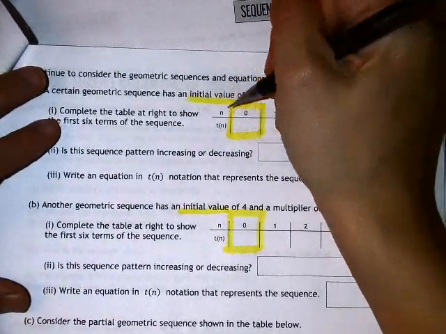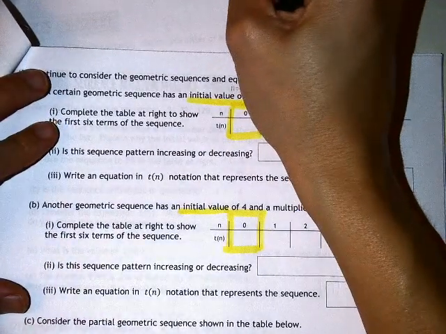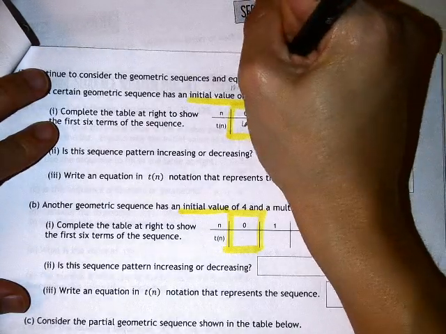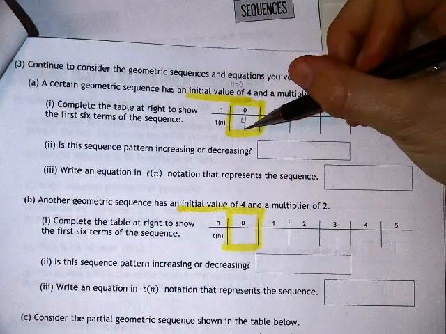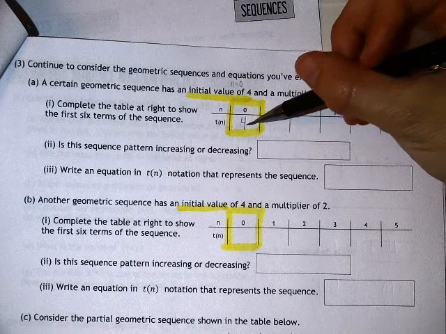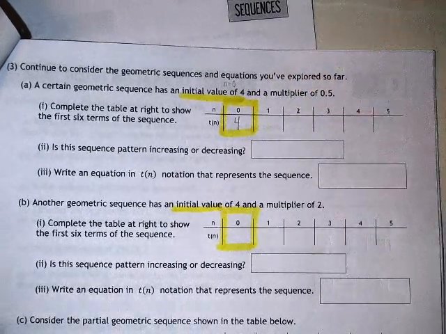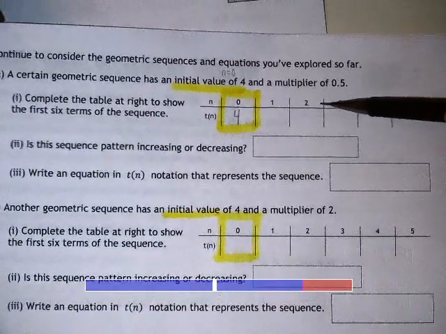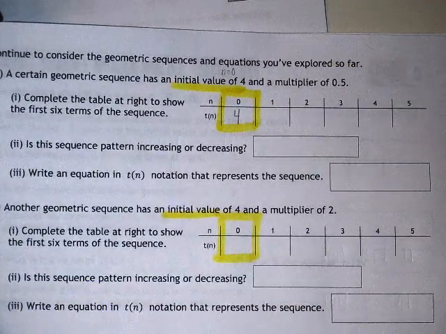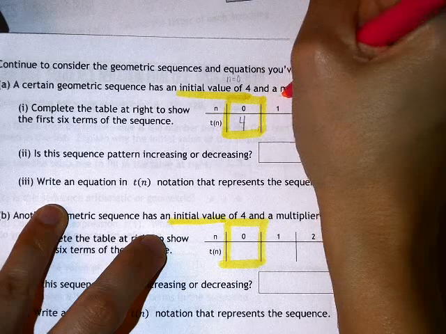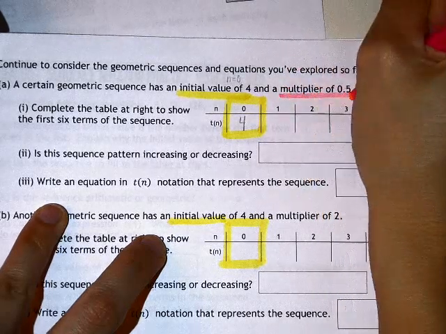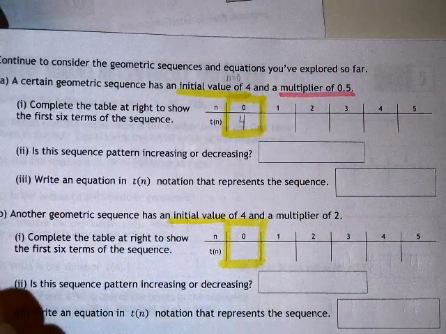In any case, the initial value is always the 0 term in the table, so we can automatically fill in our table value of 4 because we know that's where it goes. The multiplier tells you how to get the next numbers in the table. So the multiplier essentially tells you what to do in order to fill in the next blank space.